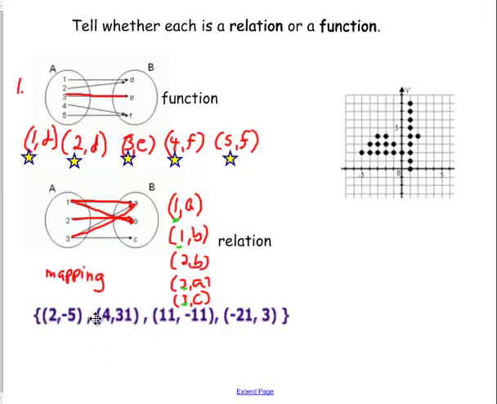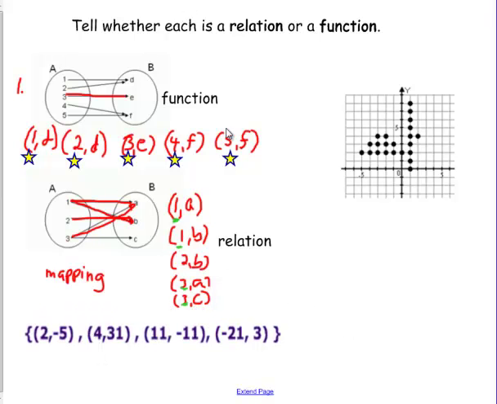All right, let's look at this down here. This is easy. It's already paired out. So let's just check out the x values: 2, 4, 11, negative 21. We're not worried about the y values. No x values repeat. So this is a function.